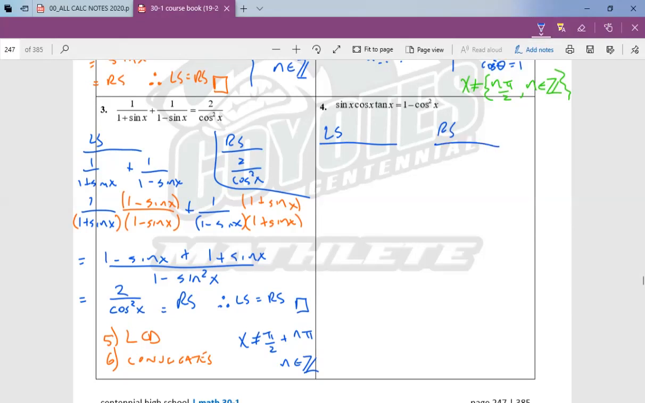This one doesn't look too bad. This just looks like sine x times cos x times tan x is equal to 1 minus cos squared x. I'm going to ask you to maybe give it some thought. Push pause for a minute and then try it out. And then when you get there or when you get stuck, hit play. Let's go. All right.